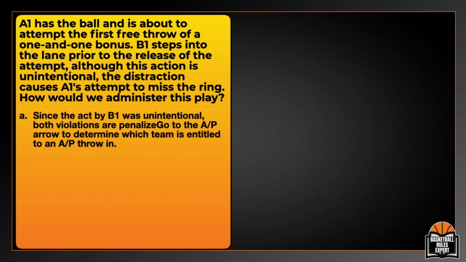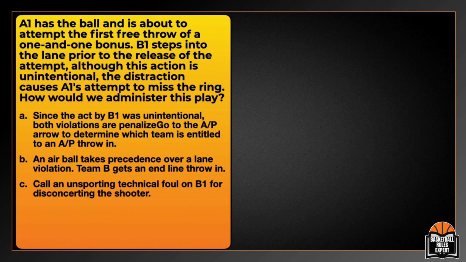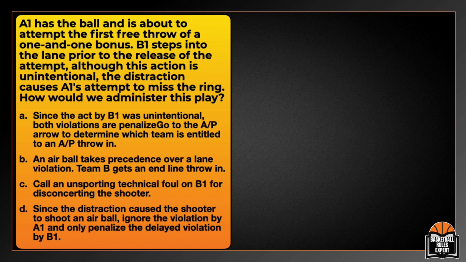A, since the act was unintentional, both violations are penalized. Go to the AP arrow to determine which team is entitled to the AP throw-in. B, an air ball takes precedence over a lane violation. Team B gets an end-line throw-in. C, call an unsporting technical on B1 for disconcerting the shooter. Or D, since the distraction caused the shooter to shoot an air ball, ignore the violation by A1 and only penalize the delayed violation by B2.